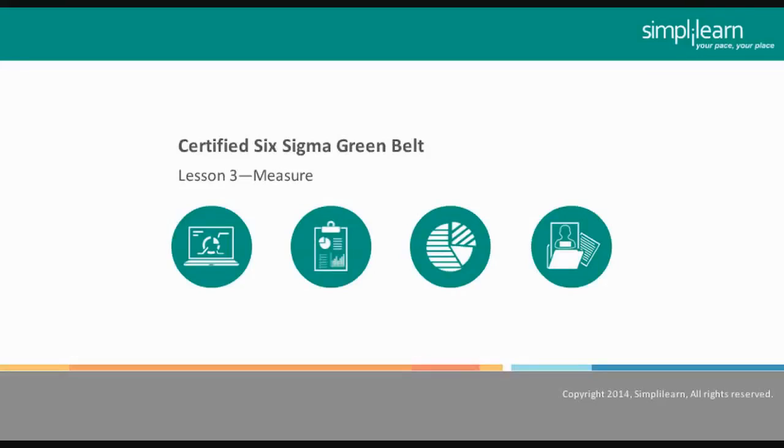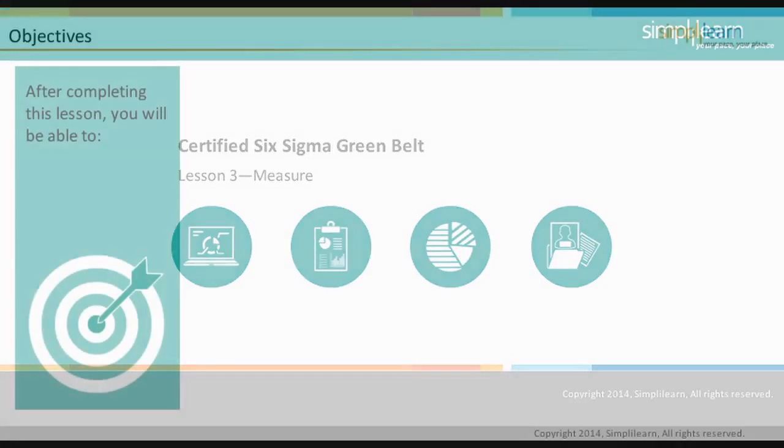Hello and welcome to the third lesson of the Certified Six Sigma Green Belt course offered by Simply Learn. This lesson will cover the details of the measure phase. Let us explore the objectives of the lesson in the next screen.